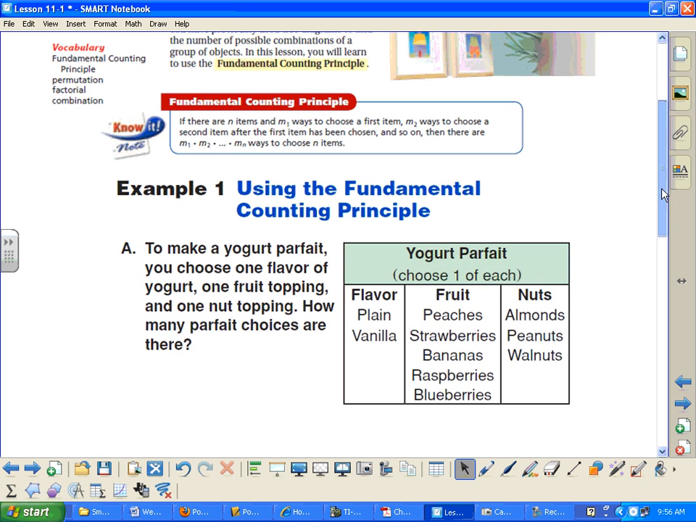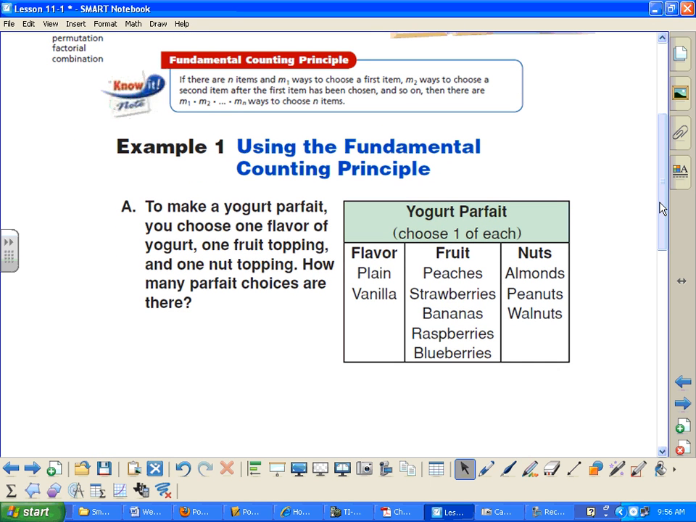So first of all, we're going to use the fundamental counting principle to answer some questions. So here it says, to make a yogurt parfait, you choose 1 flavor of yogurt, 1 fruit topping, and 1 nut topping. How many parfait choices are there? And this is where we're going to use the fundamental counting principle, which says that however many of each you have, you just multiply them together.